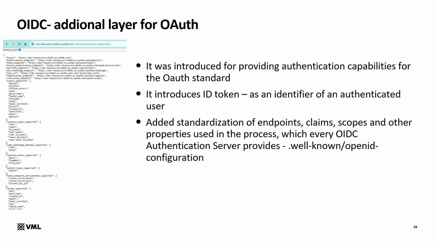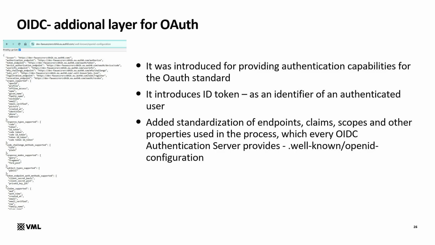For OAuth, we have an access token, and when we are using OIDC, we can also receive an identity token, so ID token. That ID token contains some information about our user, and we can also use it later to get more additional information from the identity provider.